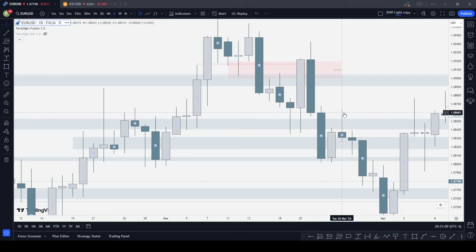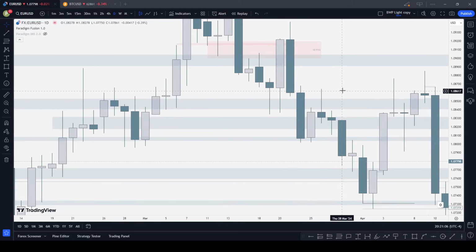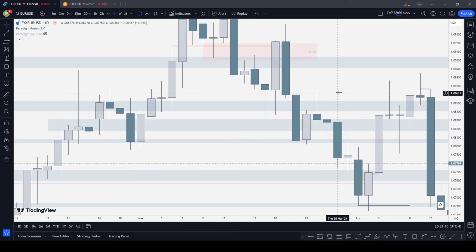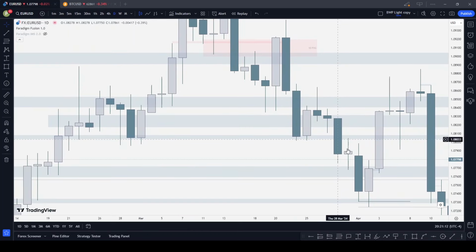Okay, I would be looking to go short. And let me even see if I can show you the exact trade that I took, even on this same week.